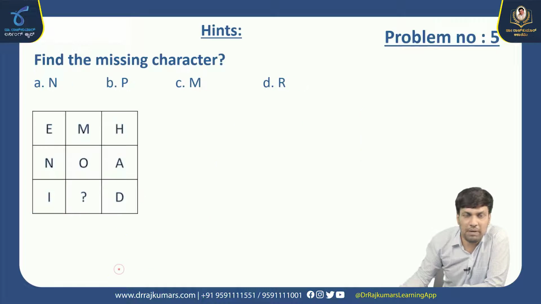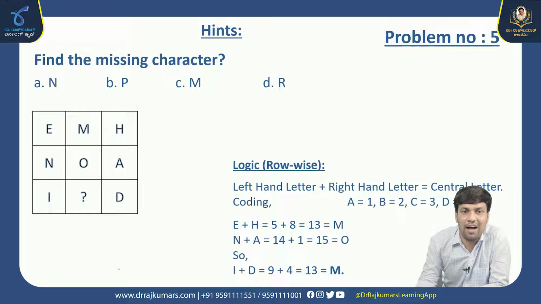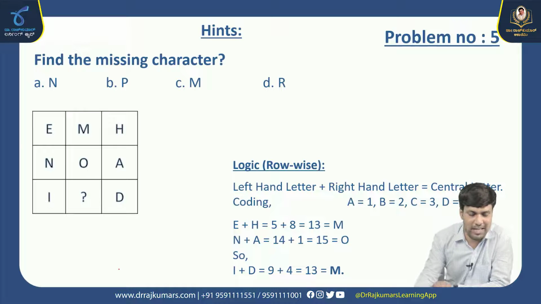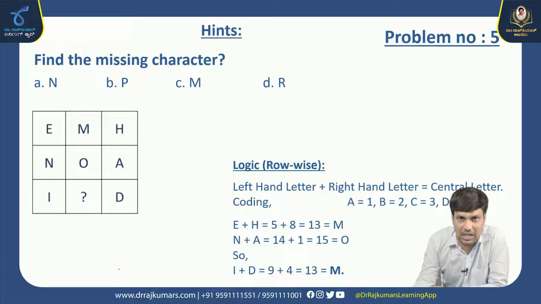Problem number 5. Find the missing character. The options here are N, P, M, R. Again the square pattern with 3 cross 3 combination. To understand this logic, allot numerical value for each box now. Left hand letter plus right hand letter is equal to center letter.